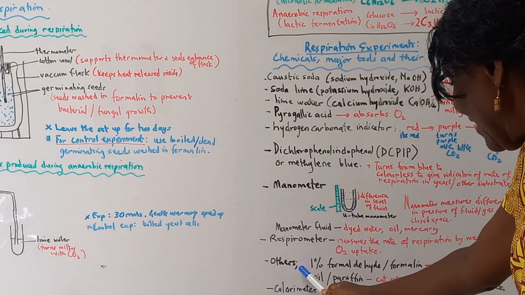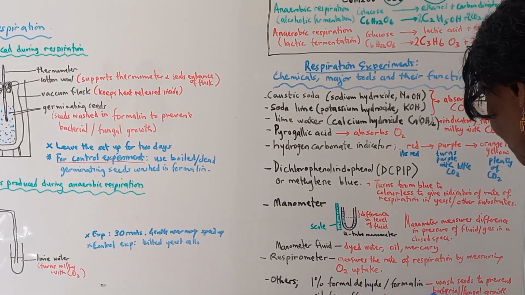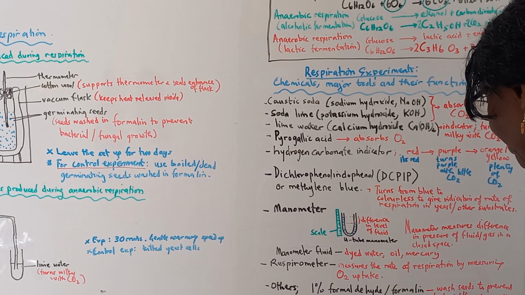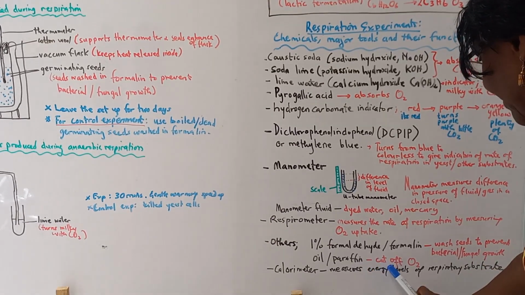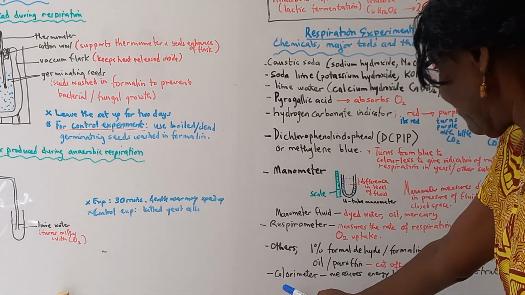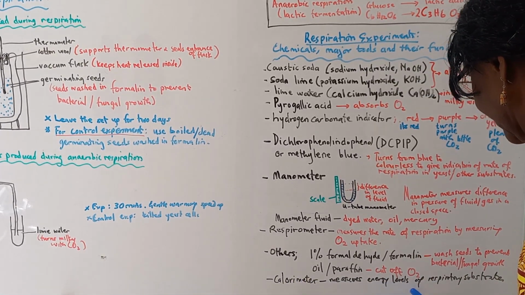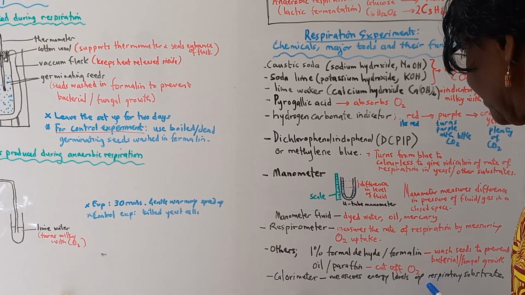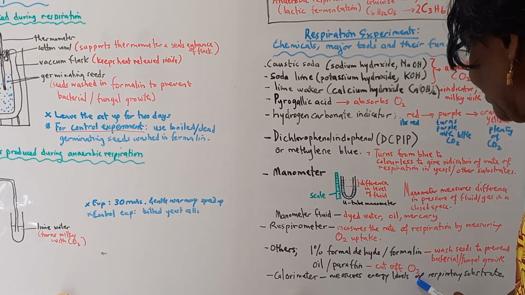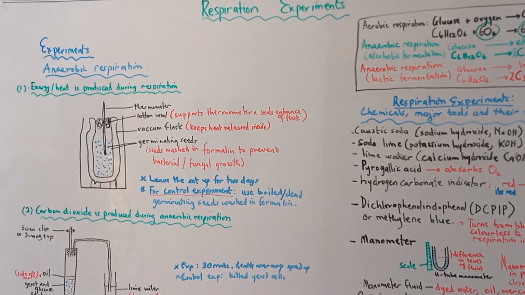Then we have other chemicals like formaldehyde or formalin. It's used in washing seeds to prevent bacterial and fungal growth. We have oil or paraffin that will cut off air. We have an instrument called the calorimeter that measures energy levels in respiratory substrates. Respiratory substrates, you know, are carbohydrates, fats, and proteins. Those are the substances that are respired. Now, let's look at the experiments.